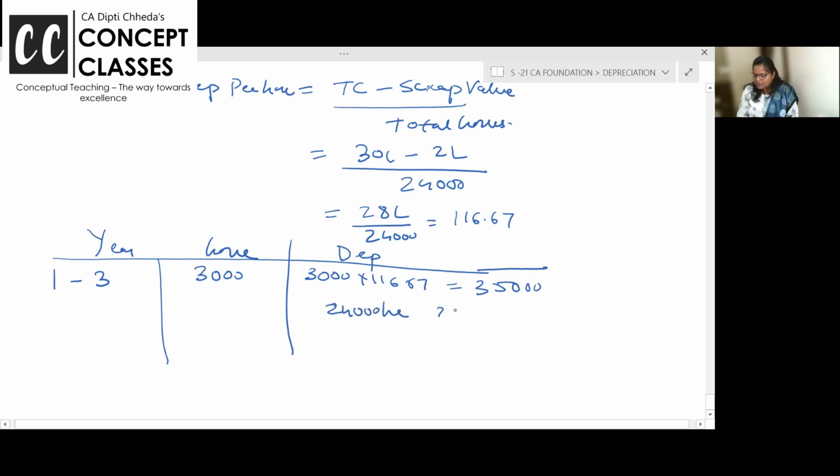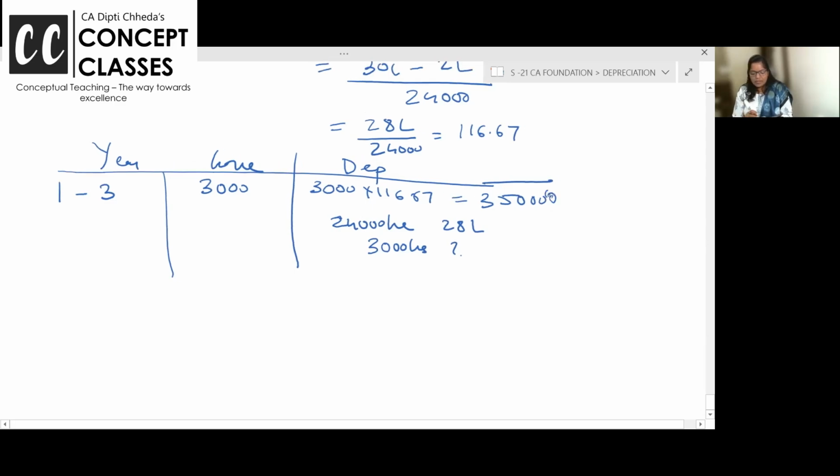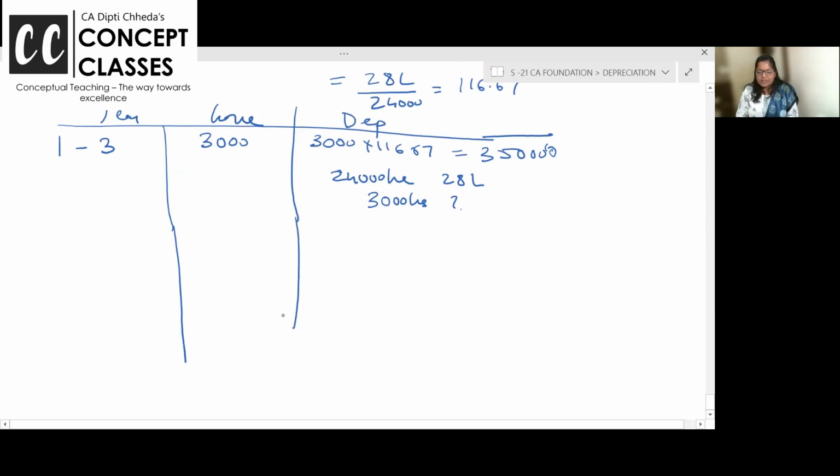Otherwise you can do it like this. For 24,000 hours, 28 lakhs cost is to be absorbed. For 3,000 hours, how much? So 28 lakhs into 3,000 divided by 24,000. It's coming the same. 3,000 into 116.67. 3,50,000 is the depreciation for 1 to 3 years.